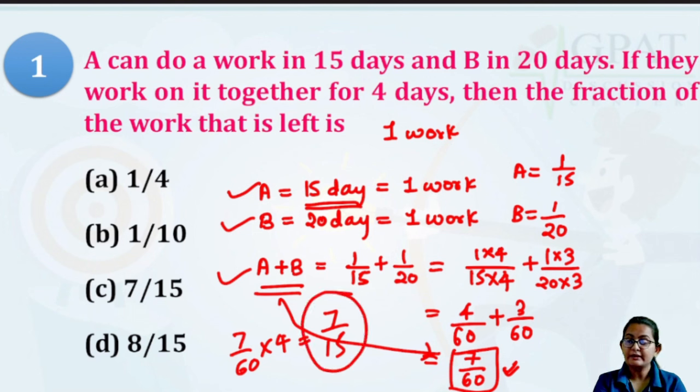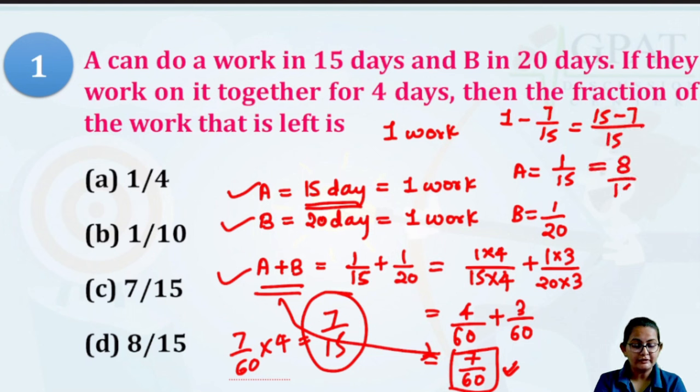So this is the work done in 4 days. So what would the remaining work be? 1 minus 7 by 15 would be 15 minus 7 divided by 15. That would be 8 by 15. So 8 by 15 would be your correct answer.